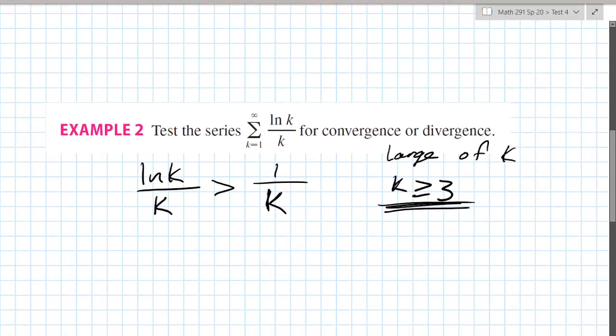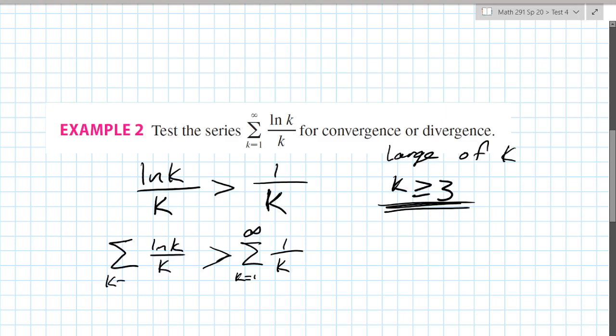So why am I looking at this inequality? What do I know about the sum of 1 over k? We know that's the harmonic series, and if something smaller diverges, then the larger one will also diverge. So what do we know about the harmonic series? The harmonic series is also a p-series with p equals 1, and that is divergent.